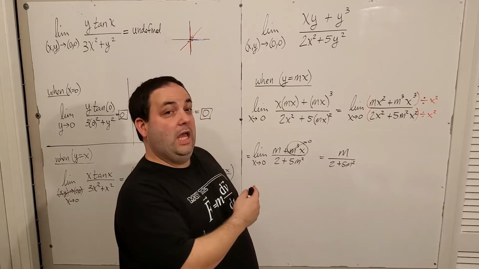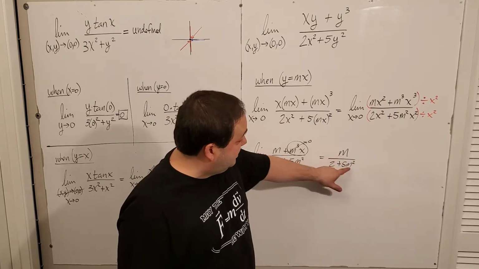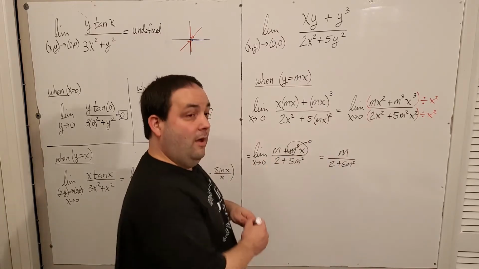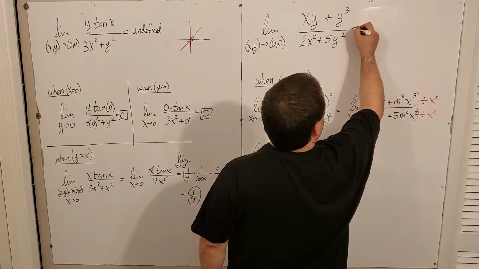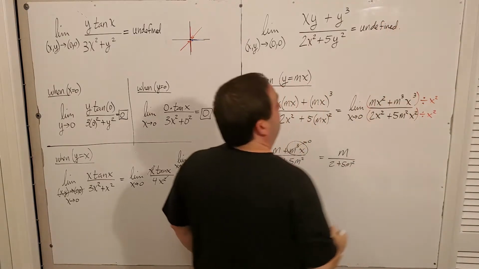And that's just the lines. We didn't have to check any of the parabolas and other stuff because m is in this answer. It's not just a number. This is undefined.